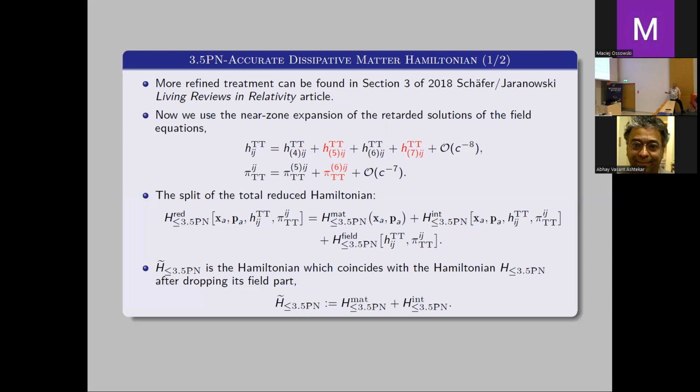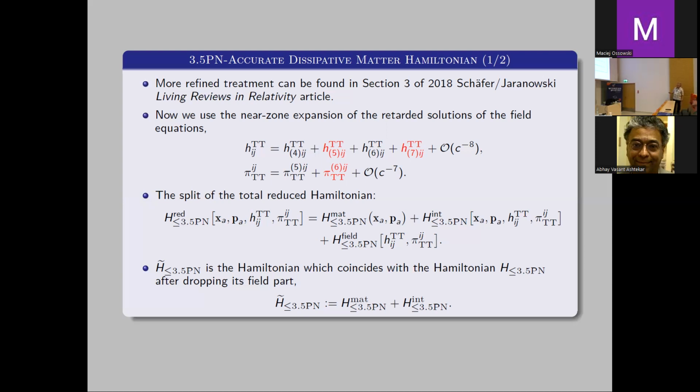And what is interesting is that these functions are responsible for the time irreversibility of the equations of motion, exactly these terms. But let us start from a split of the total Hamiltonian in a different way. Namely, we have the matter part, which depends only on the matter variables. We have the interaction part, which depends on both matter and field variables. And then we have the purely field part of the Hamiltonian.